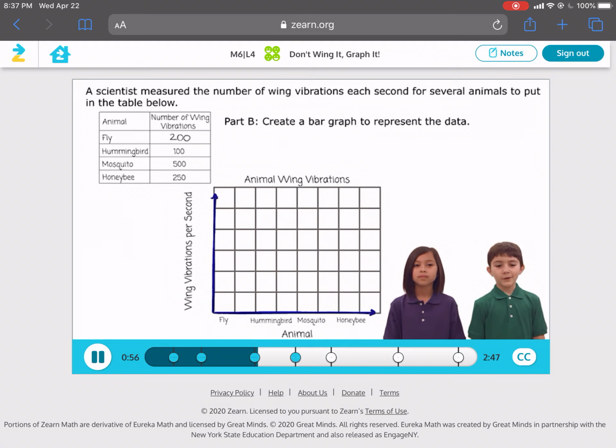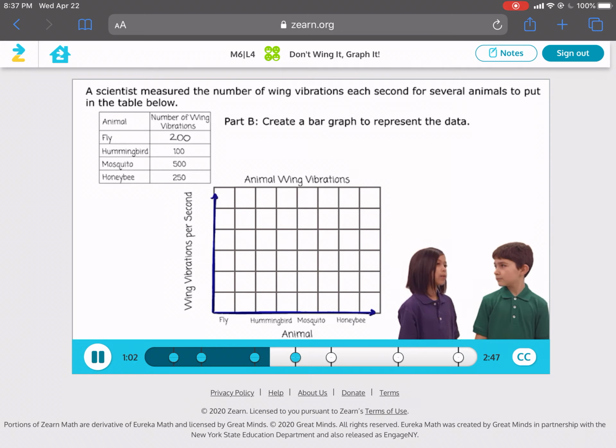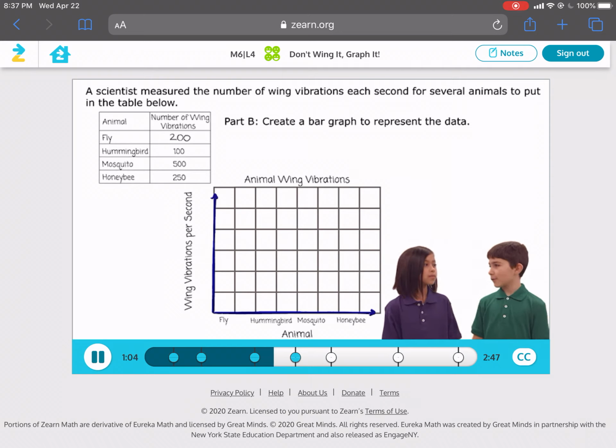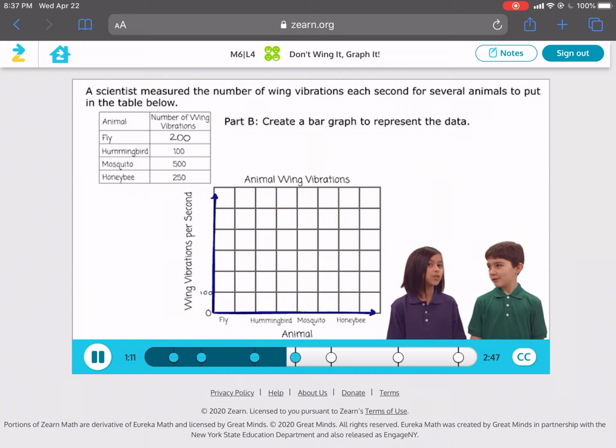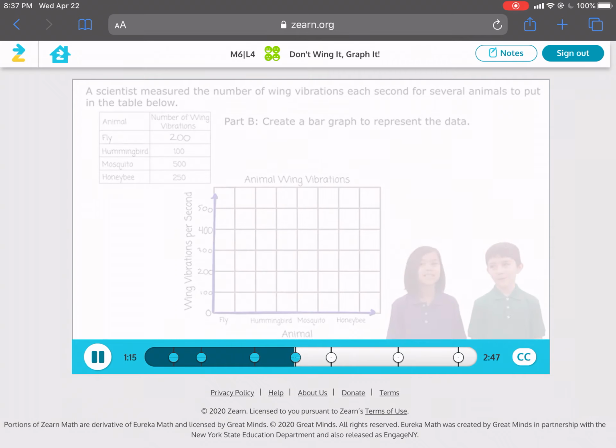The first thing we need to do is label the scale. It doesn't make sense to use 5s or 10s. So let's label our scale with hundreds. That works. We'll go up from 0 to 500. I'll start at 0 and then go to 100. Then 200. Then 300. Then 400. Then 500.